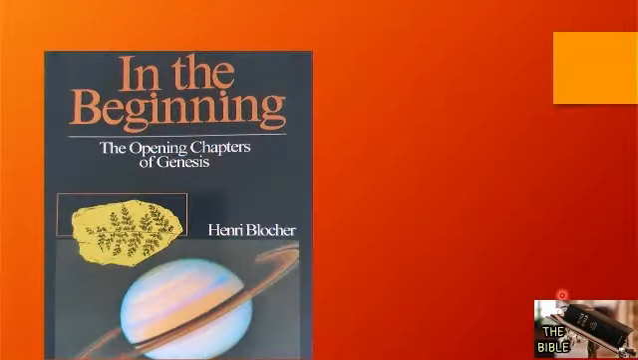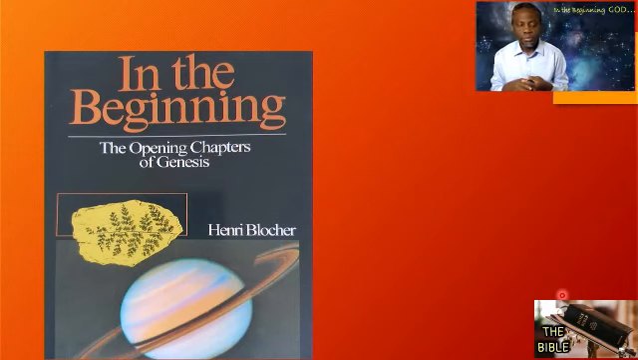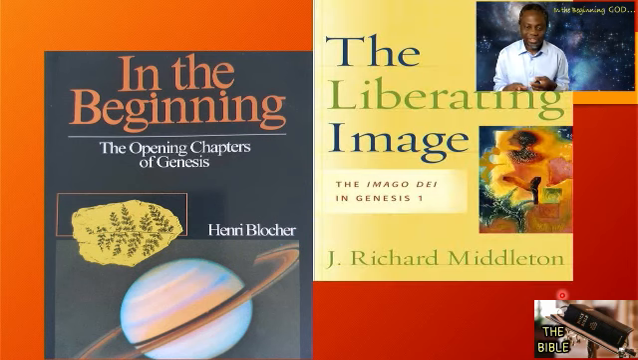So the first one I'm going to share with you is this book called In the Beginning, the opening chapter of the book of Genesis. Some of these books can be difficult to read, but they are precious. They are priceless. The second book is called The Liberating Image, Imago Dei, in Genesis chapter 1. That is by Richard Middleton. That is a very, very interesting book.